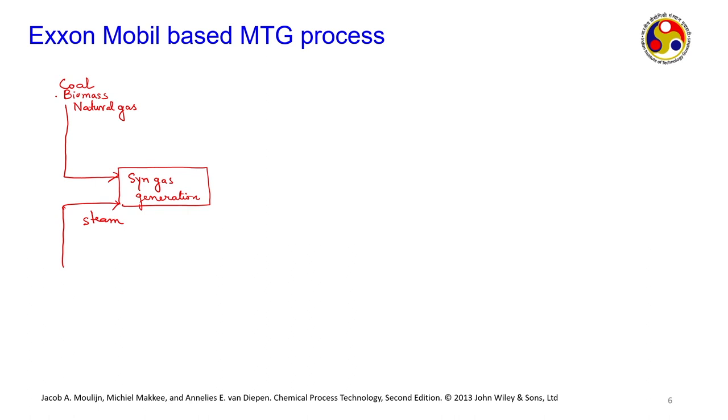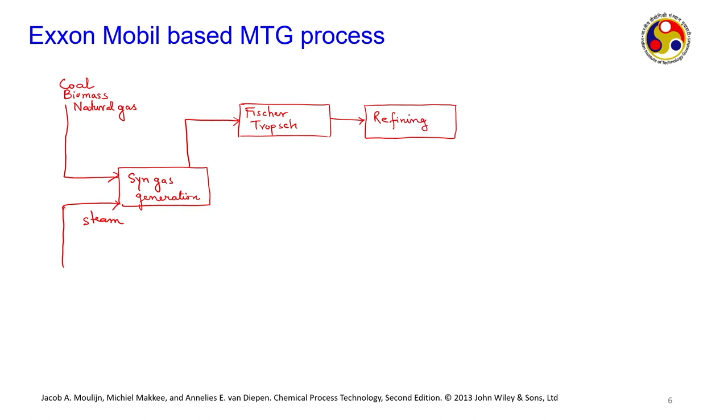Now you can have two ways to do it. Either you go for the Fischer-Tropsch synthesis, so you go to the Fischer-Tropsch reactions, which I have discussed in the last lecture. You refine the products, you do refining just like you do in petroleum refining. Okay, once you do refining, you get naphtha and diesel both.